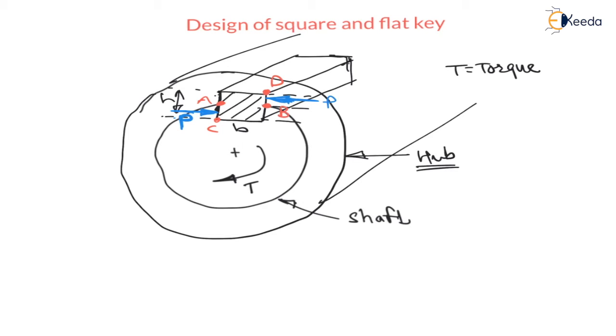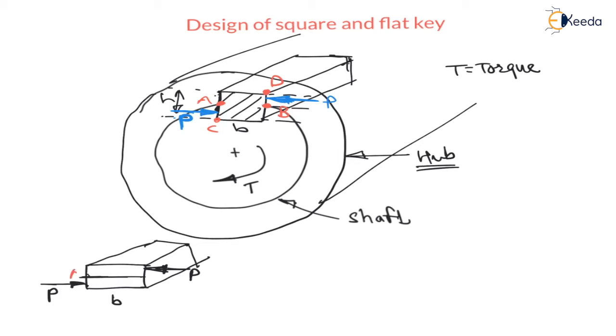Now therefore if I consider this key of width b and height h, and having some length l, right? On this key, force P is applied by the shaft, and on upper portion force P is applied by the hub, right? Therefore along AB there are chances of getting shear out.